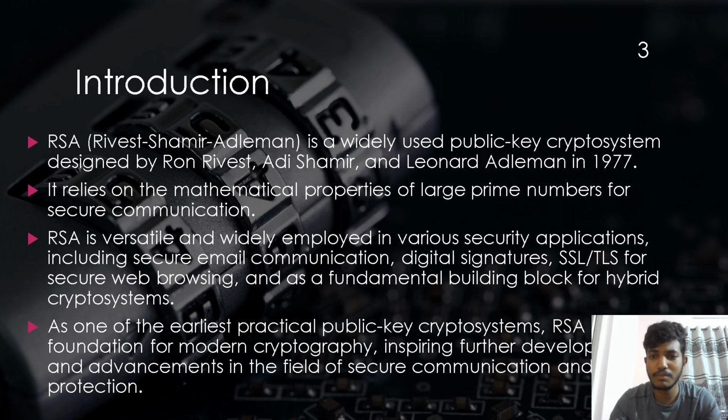RSA is a widely used public key cryptosystem designed by Ron Rivest, Adi Shamir, and Leonard Adleman in 1977. It relies on the mathematical properties of large prime numbers for secure communications. RSA is versatile and widely employed in various security applications, including secure email communication, digital signatures, SSL and TLS for secure web browsing, and as a fundamental building block for hybrid cryptosystems.